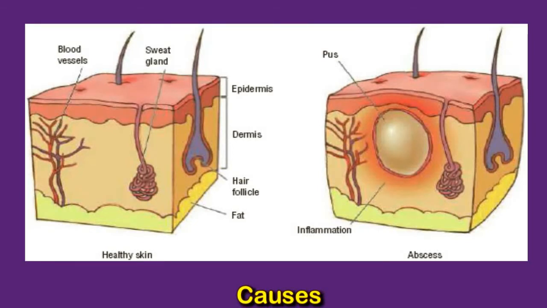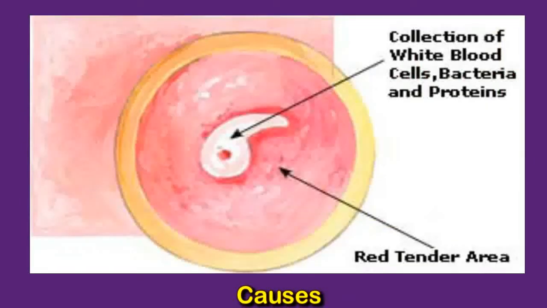Bacteria that can cause abscess infections include Staphylococcus aureus, Streptococcus pyogenes, Mycobacterium tuberculosis. Other less common causes of skin abscesses are anaerobic organisms, fungal infections, viruses, parasites.